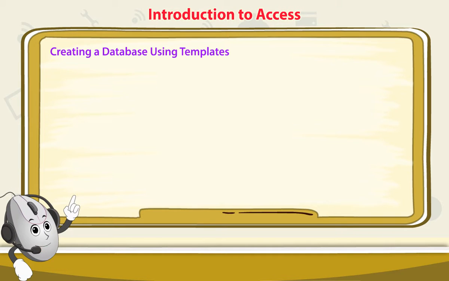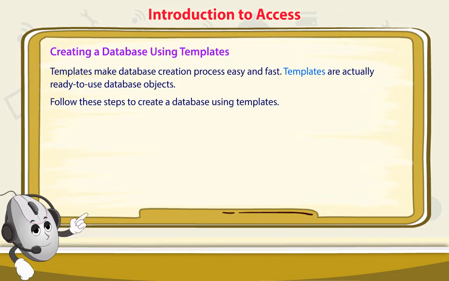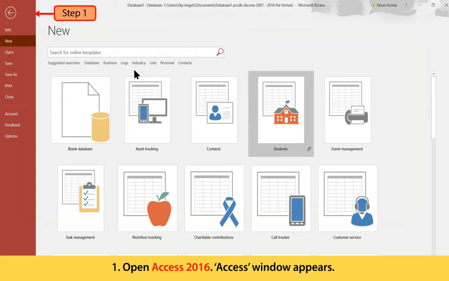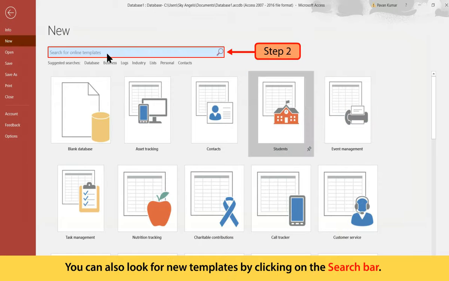Creating a database using templates. Templates make database creation process easy and fast. Templates are actually ready-to-use database objects. Follow these steps to create a database using templates. 1. Open Access 2016. Access window appears. 2. Select the template from the display list. You can also look for new templates by clicking on the search bar.